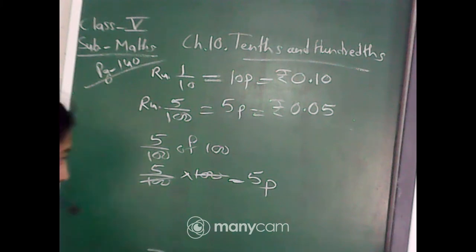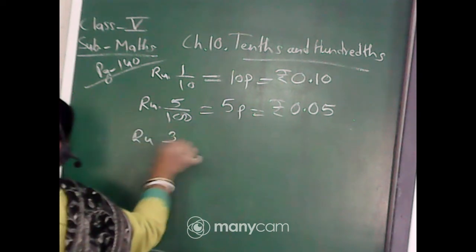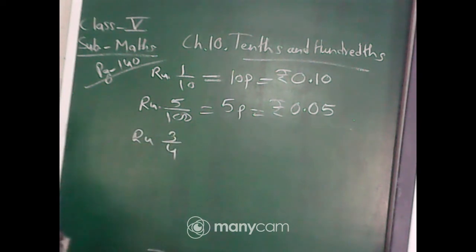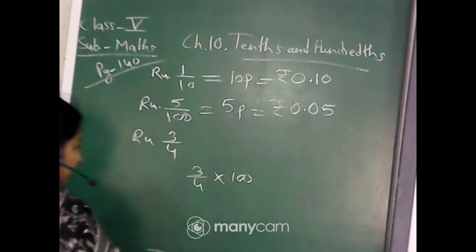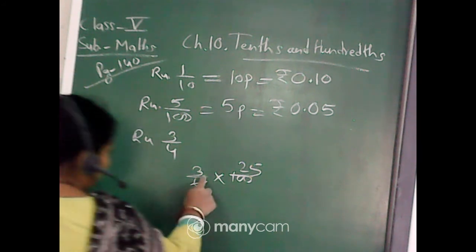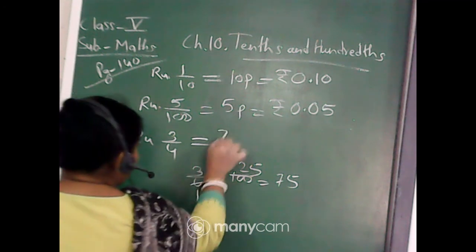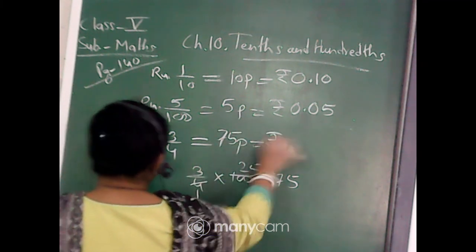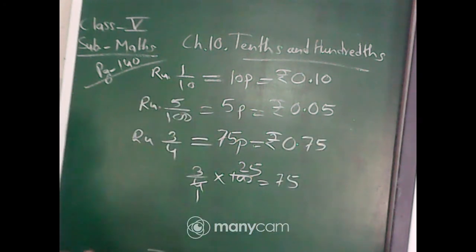Clear? Now come to the next one. The next one is rupees 3 by 4. Rupees 3 by 4 of 100. Quickly calculate it. See, 3 by 4 of 100. Now cancel it. 4 ones are 4, 25s are 100. Now when you multiply 3 into 25, it is 75. That means 3 by 4 is equal to 75 paise, and when you write in rupees, it will be rupees 0.75.